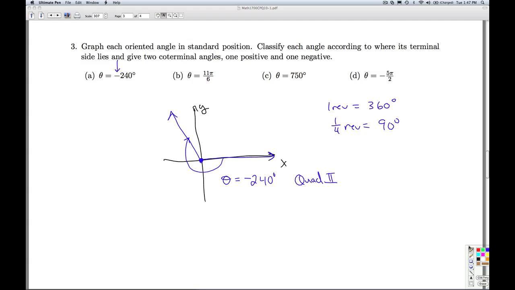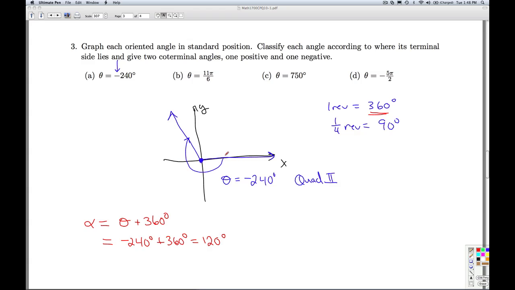Now we need to find two coterminal angles. And remember, coterminal angles mean they have the same terminal side. And we know that any coterminal angles then have to be off by a revolution, or some multiple of a revolution. Since we're using degrees, we know that the revolutions account for 360 degrees. So one way to get a coterminal angle is take our angle theta and add 360 degrees to it. So if I do that, I get 120 degrees.